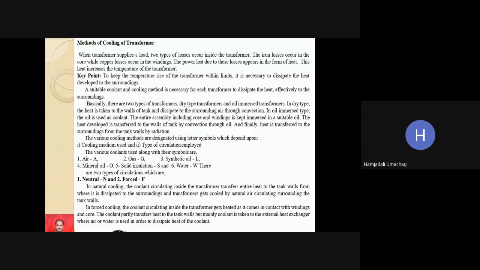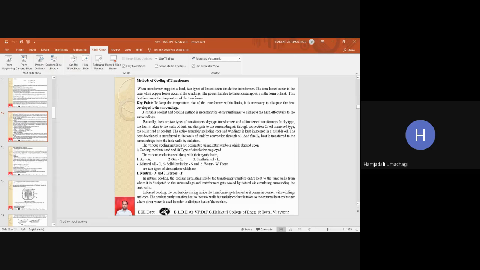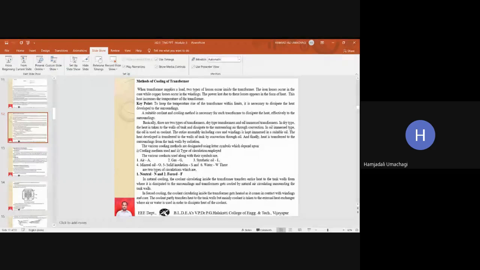Good. So usually when we load the transformer, it is going to draw the secondary current. Due to that, copper losses will take place, and those copper losses will appear in the form of heat, right? So now this heat has to be dissipated from the transformer, otherwise it is going to damage the insulation. It is also going to damage the entire transformer. For that sake, we should dissipate the heat from the transformer.